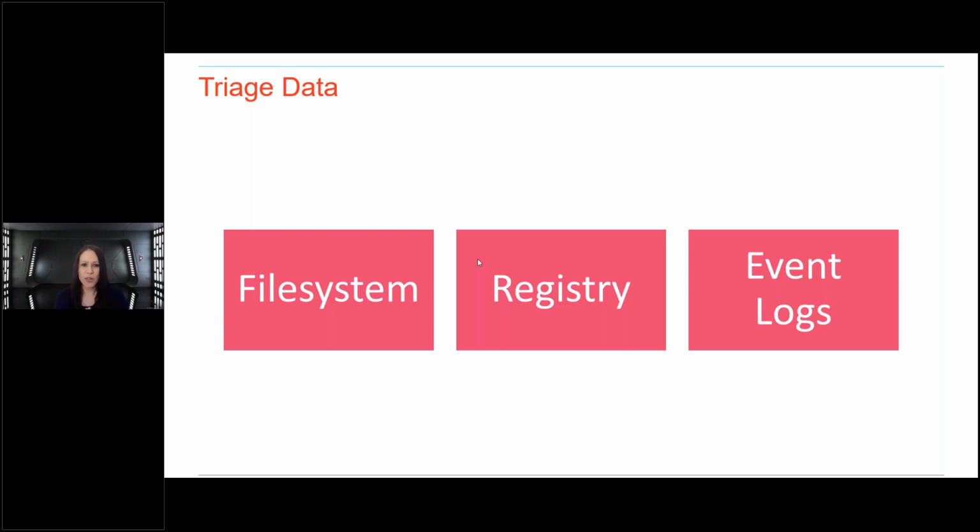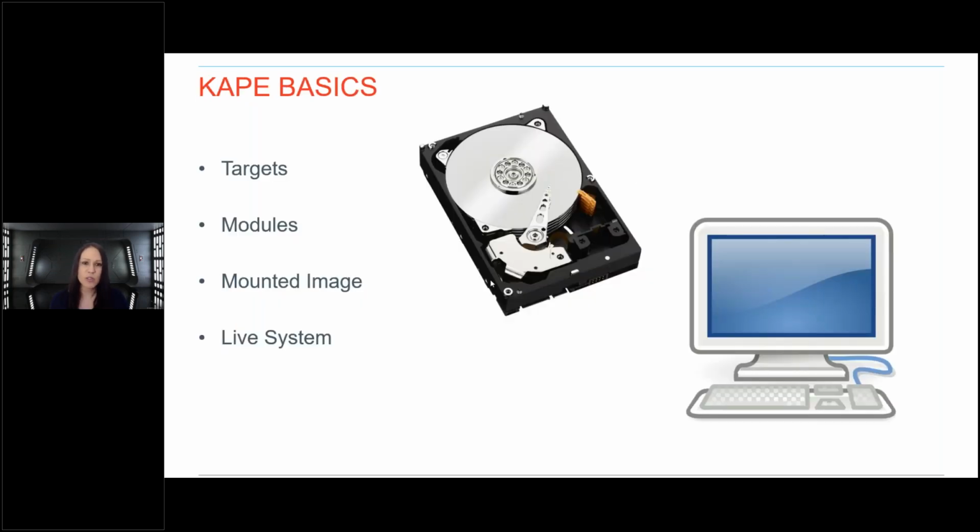So these are the three core artifacts that we're going to be talking about today that we're going to use in our timeline analysis. And with just these three, you can answer tons and tons of questions. Now, this doesn't mean that you shouldn't take an image of a system. This is just one approach to it so that you can start working quickly and efficiently.